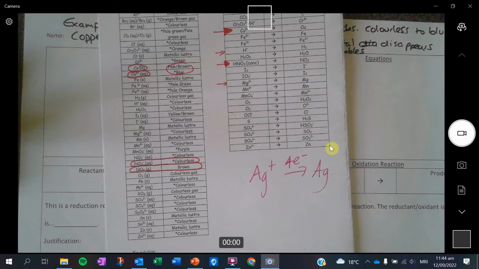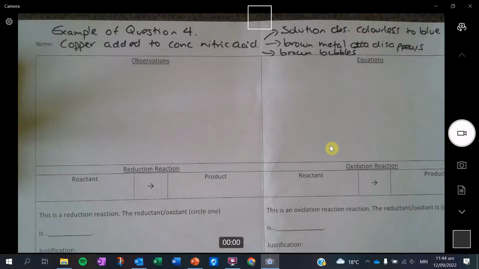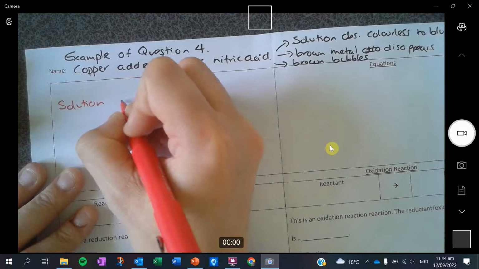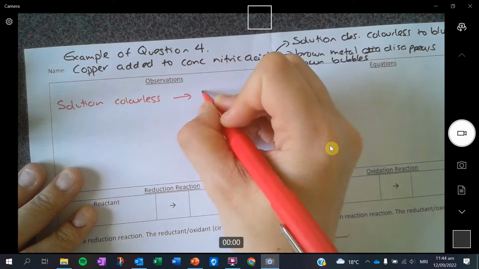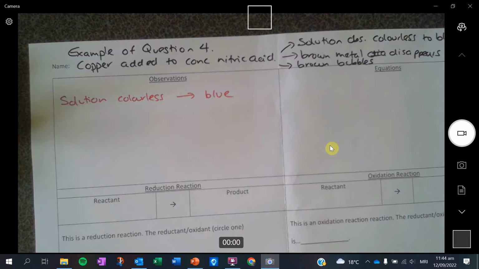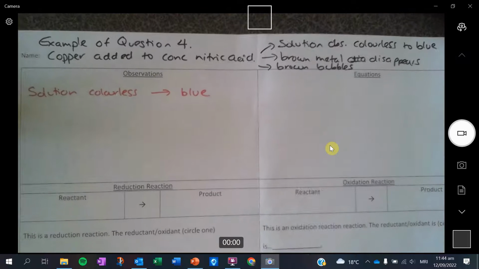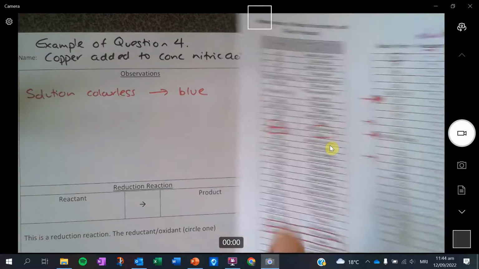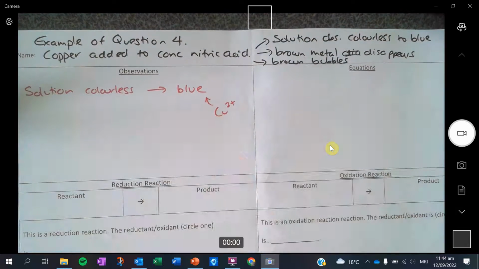Now that I know that information, I can start writing down my observations. Observations for the solution: it's going from colorless to blue. You don't need to write full sentences, you can just write things really simple. If I'm thinking about what is causing that blue color, looking at our list, it's the copper 2 ion. So there is my Cu2+.